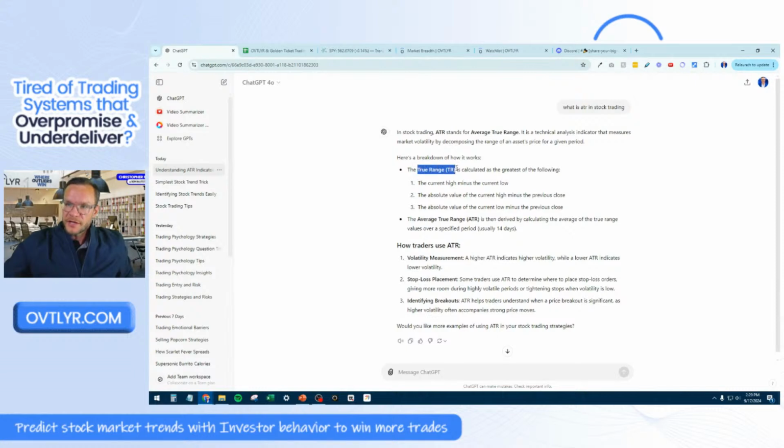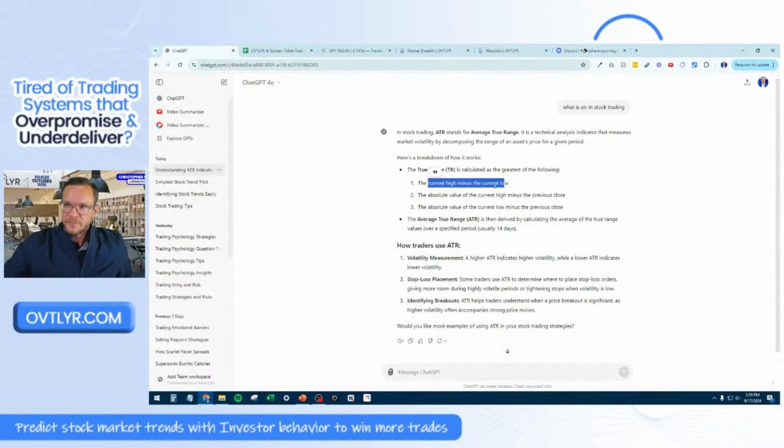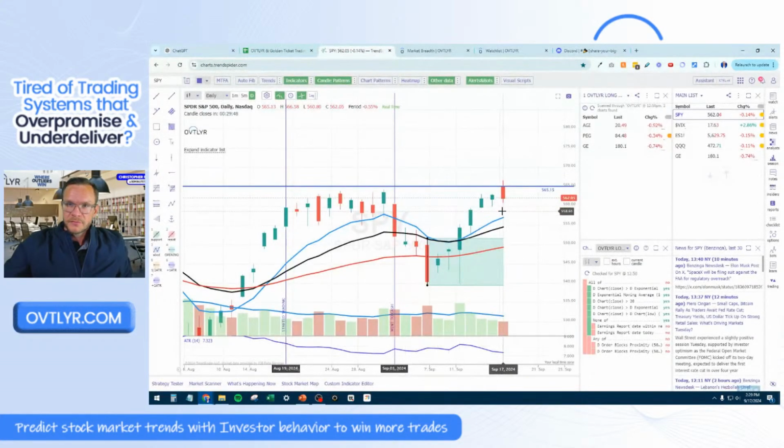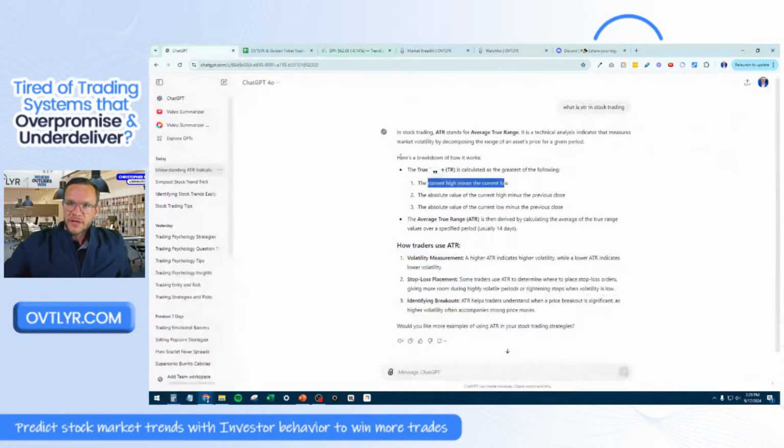The true range is calculated as the greatest of the following: the current high minus the current low. Current high being on the SPY as of today, 566.58, minus the current low, 560.80. So we could do that math. So the high, 566.58 minus 560.80. So that is the true range, the absolute value of the current high minus the previous close.